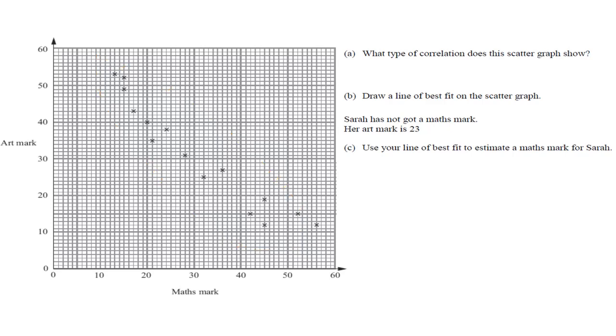So, for example, if I pick one of the crosses here, that one there, that represents a person whose math score happens to be, let's have a look, 55, 51, 52, 53, 54, 56. So that person has a score of 56 for maths. But their art score happens to be, let's have a look, that's around about 13. So somebody who has a math score of 56 had a score of 13 on the art.